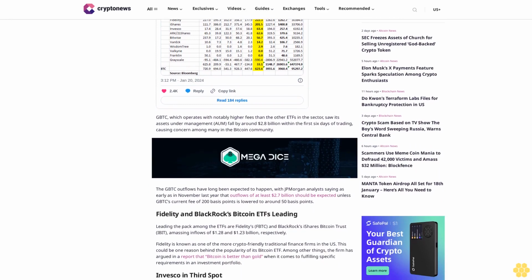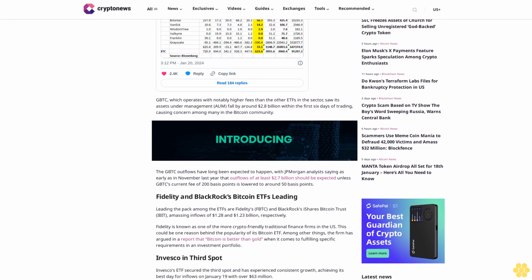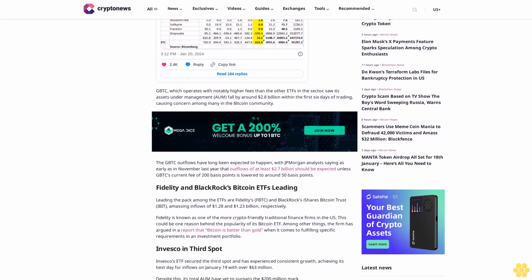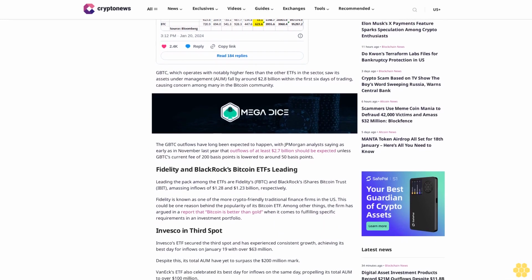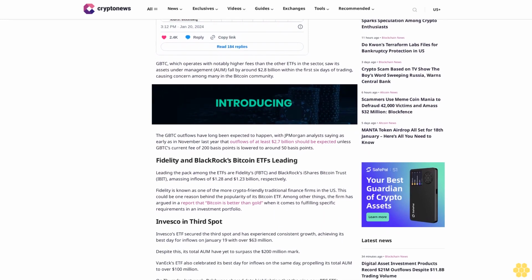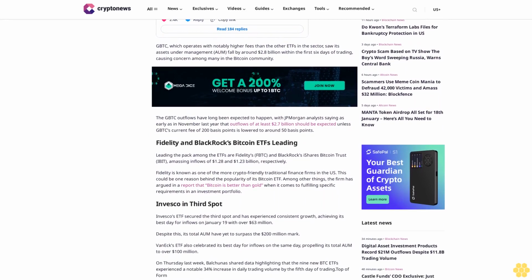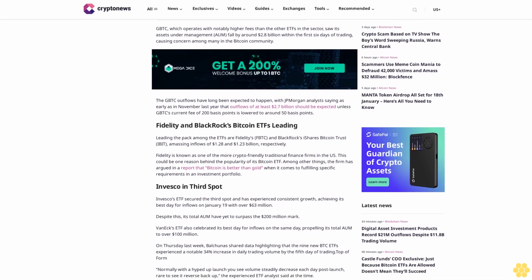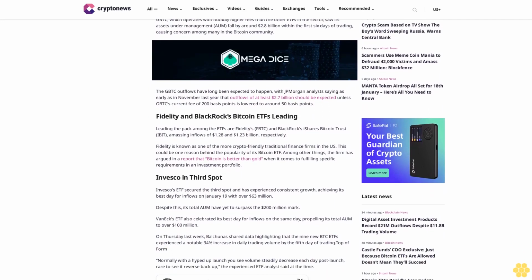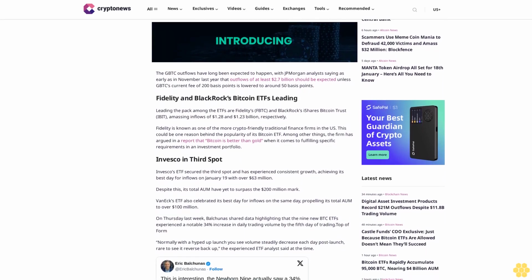Fidelity and BlackRock's Bitcoin ETFs leading. Leading the pack among the ETFs are Fidelity's FBTC and BlackRock's iShares Bitcoin Trust, IBIT, amassing inflows of $1.28 and $1.23 billion, respectively. Fidelity is known as one of the more crypto-friendly, traditional finance firms in the U.S. This could be one reason behind the popularity of its Bitcoin ETF. Among other things, the firm has argued in a report that Bitcoin is better than gold when it comes to fulfilling specific requirements in an investment portfolio.